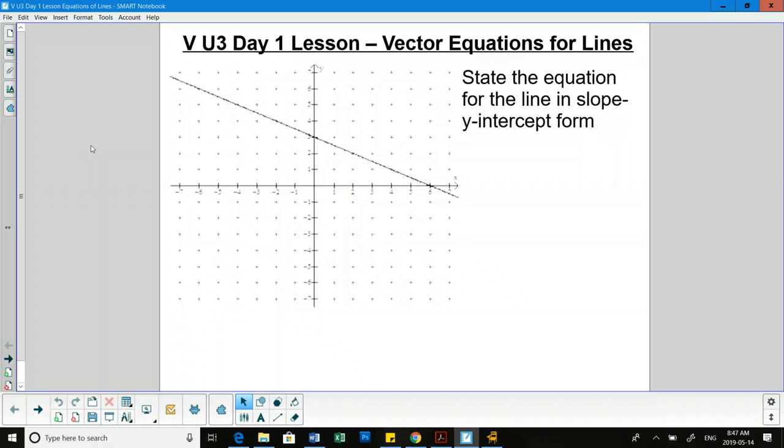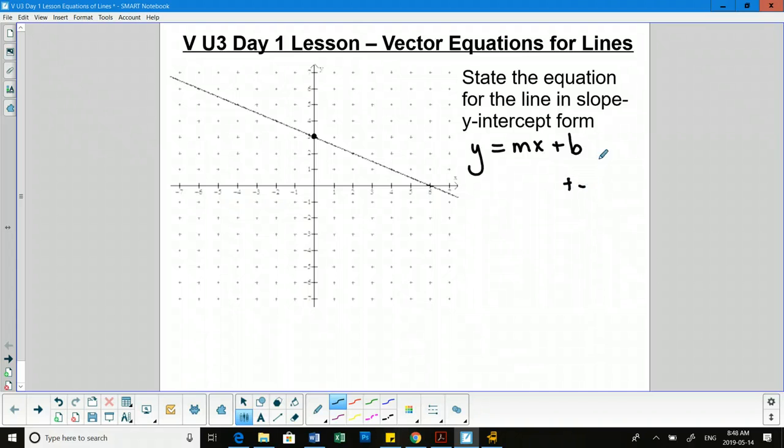Okay, so let's just start. We're going to do a little review here. I want to express the equation of this line in y equals mx plus b form. We're going to start there. Throwback, exactly. Any thoughts? Who remembers how to do this? Okay, our b value is 3 because the y-intercept is 3.